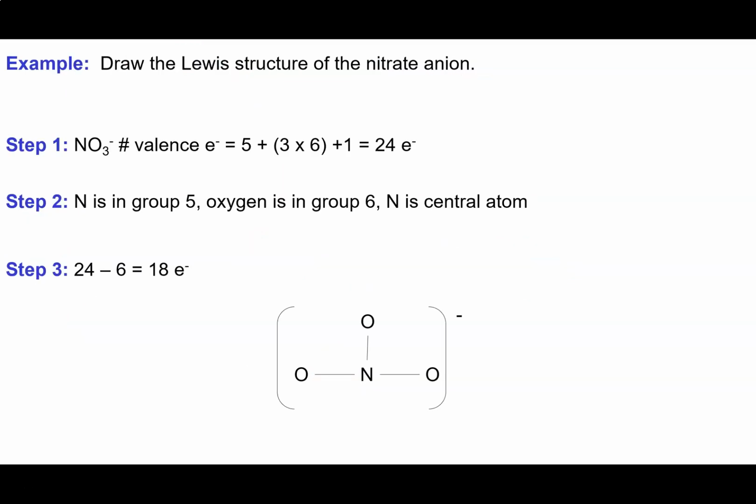So let's go through it and do the whole thing. We're going to draw the Lewis structure of the nitrate anion. We've already done this step. We get 5 electrons for the nitrogen, and then with 3 times 6 for the oxygens, because oxygen is in group 6A, and then we have to add in 1 electron for the negative charge. So 5 plus 18 gives me 23, plus 1 gives me 24 electrons.